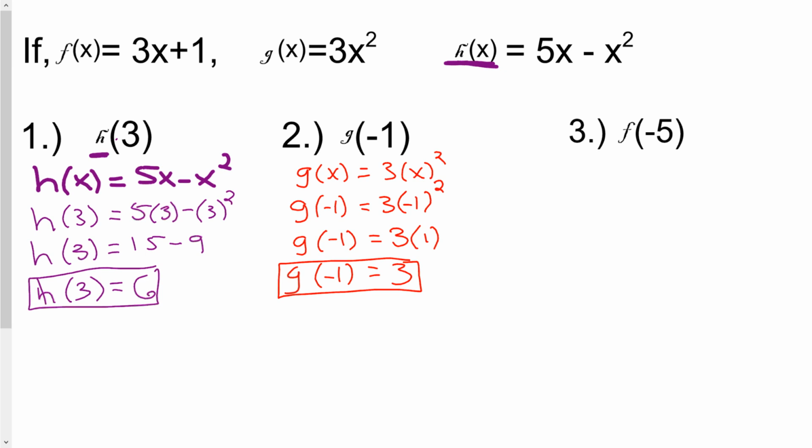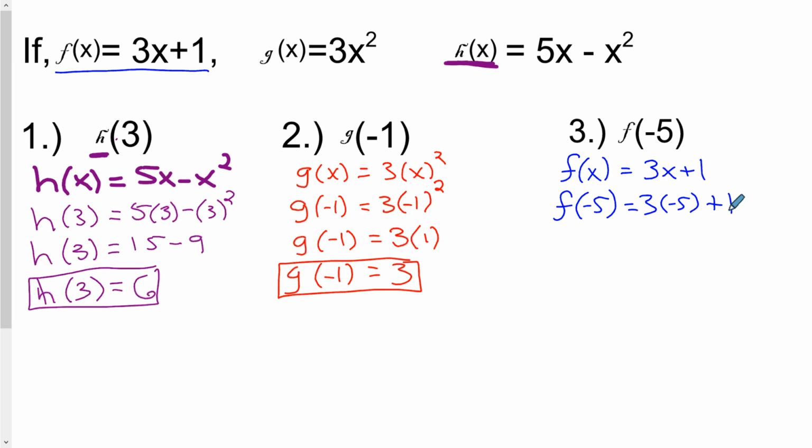All right, f of negative 5 tells me to use the function f. So f of x equals 3x plus 1. But this one's actually asking for f of negative 5. So guess what I'm going to replace this x with? I'm going to replace it with a negative 5. It's all substitution. f of negative 5 equals 3 times negative 5, which is a negative 15, plus 1. So f of negative 5 is negative 15 plus 1, which is negative 14.